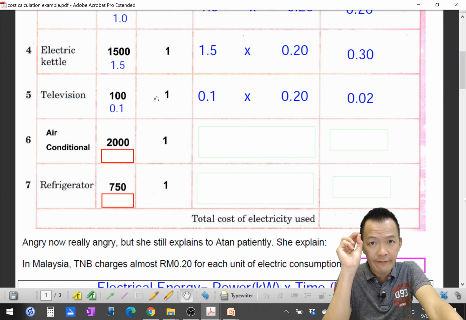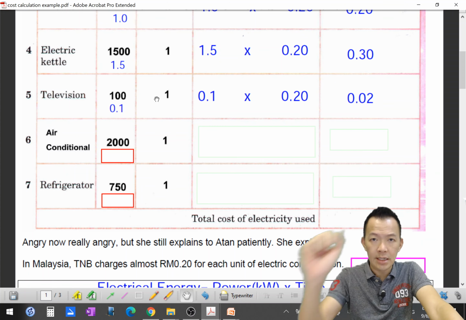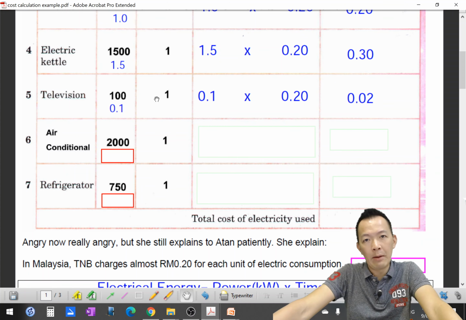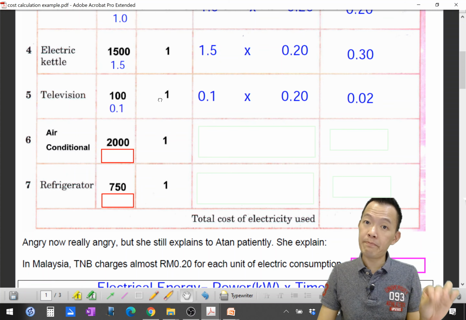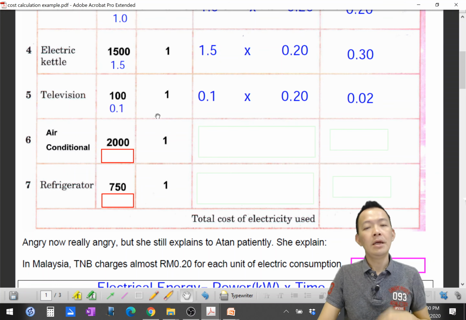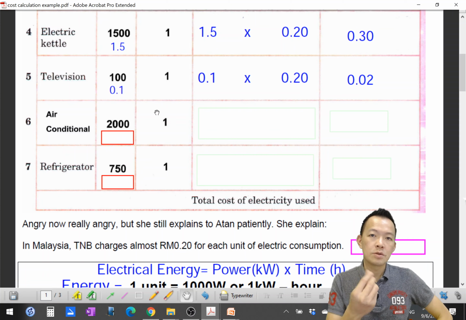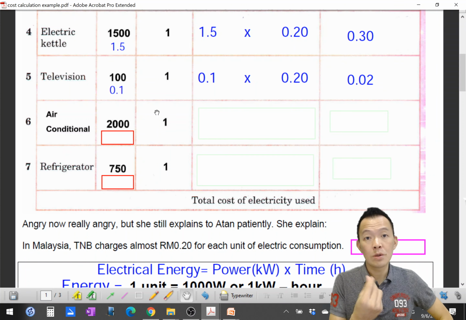Okay, so now I give you 2 ringgit. You keep quiet for 100 hours. You cannot talk like that, Mommy is great, you cannot be so rude. Okay, so tell Mommy slowly, peacefully, don't quarrel. Tell Mommy, do you know why our bill is so high?